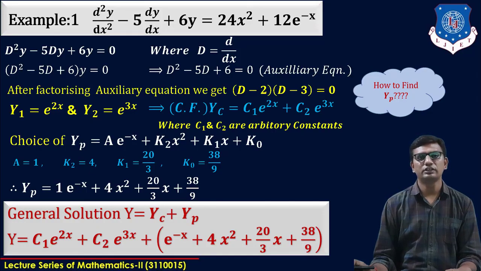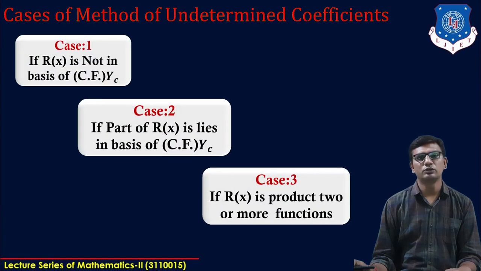That is the method to find the general solution of our non-homogeneous differential equation by the method of undetermined coefficients, and this method is only applicable when our functions are algebraic, exponential, or trigonometric, where we can apply the method for only sine and cos x. Here this is the first case in which Rx does not belong to the basis of yc. In the next lecture, we will study case number 2, in which Rx belongs to yc. In case number 3, we apply the product of two or more functions.